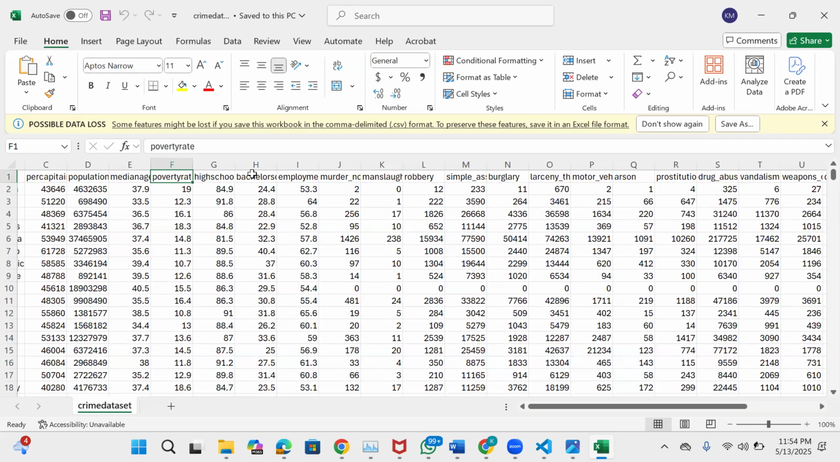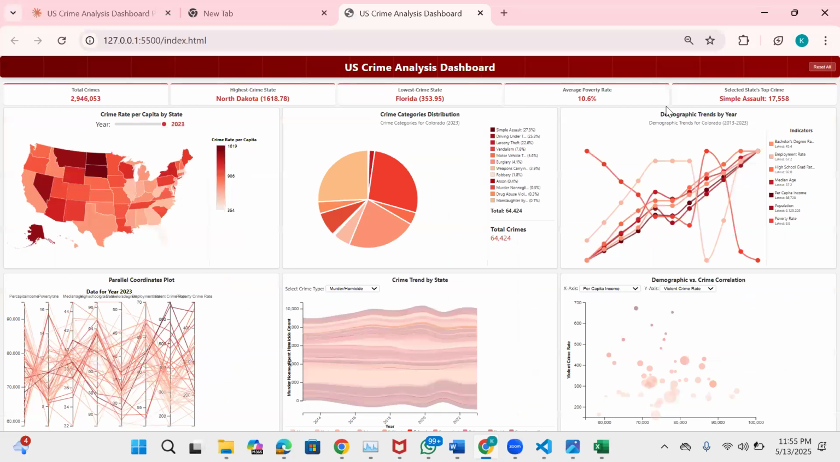The dataset is ideal for correlation analysis, visualization, and machine learning models. It allows us to study patterns across time and space, evaluate policy impact, and better understand the social dimensions of crime in America. I'll walk you through our US crime analysis dashboard, which provides a comprehensive view of crime statistics and demographic correlations across all states from 2013 to 23. The dashboard combines six visualization types that work together to help identify patterns and explore correlations between socioeconomic factors and crime rates. Let me guide you through each component and highlight key insights.